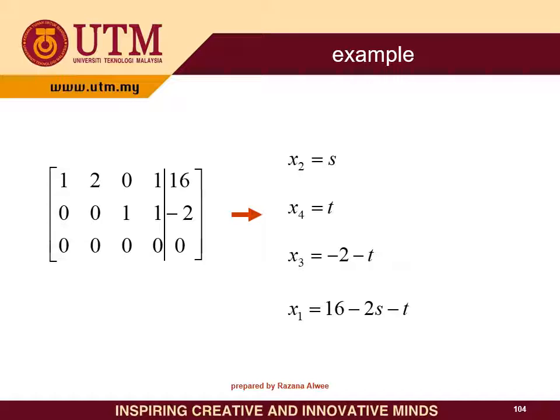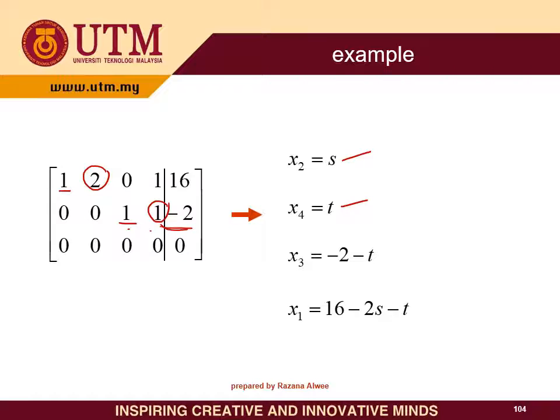Alright, then the last step here is to give the non-leading variables a constant here. Let's say x1, x3 are the leading variables, but we have x2 and x4, which are not leading variables. For x2 is equal to s. For x4 we give it equal to t. Now x3 here is equal to -2 minus t. Yeah, x4 is t. Move it here.